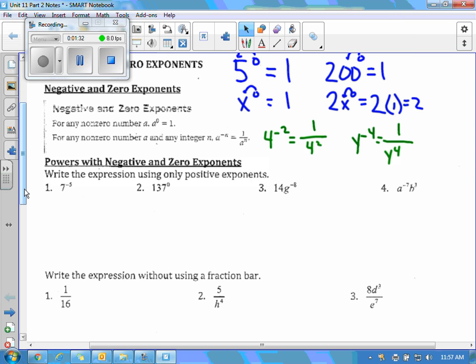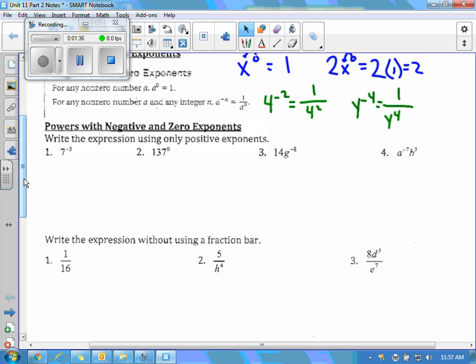All right, let's look at a couple examples. It says powers with negative and zero exponents. Write the expression using only positive exponents. It's important to read the directions for these. We only want positive exponents. For number 1, I have 7 to the negative 5th, so I'm going to rewrite that as 1 over 7 to the positive 5th. That's my negative rule. For number 2, I have 137 to the 0 power, which, by our rules, just becomes 1.